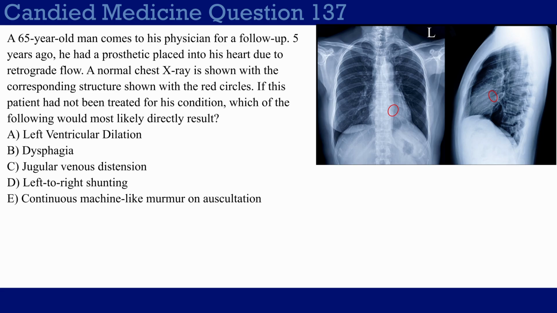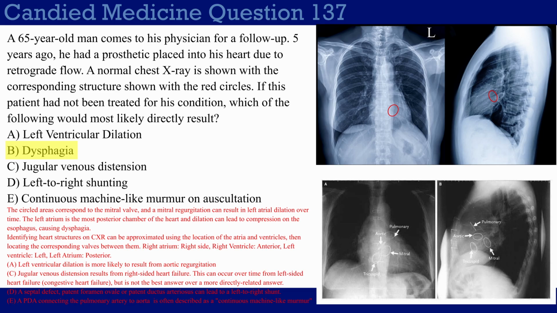Now, in this particular case, I drew the circles on this image, meaning for them to be circling the mitral valve. I'll come back to whether or not I drew them accurately in a minute here, but just sticking with that for a second, that this is the mitral valve. When you think mitral valve regurgitation, the first thing you want to consider is, of course, left atrial dilation over time. And of course, you also need to know basic anatomy. Left atrium is the posterior most chamber of the heart. So when it enlarges, something that can happen is that it compresses on the posterior lying structures, specifically the esophagus, which can lead to dysphagia. Choice B is the correct answer.